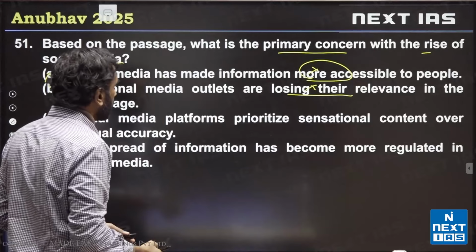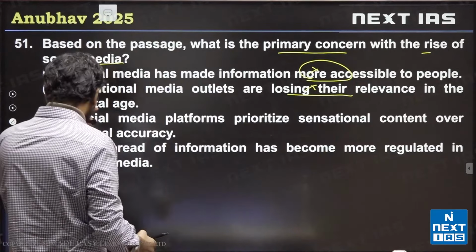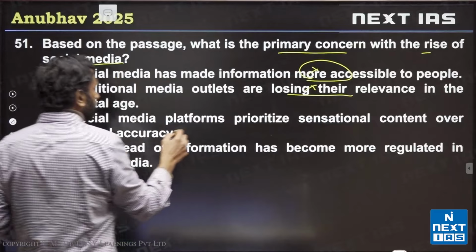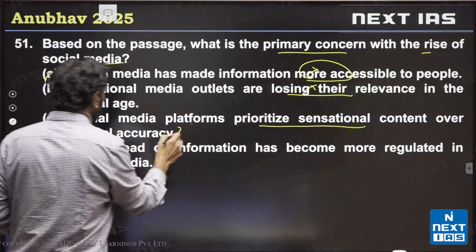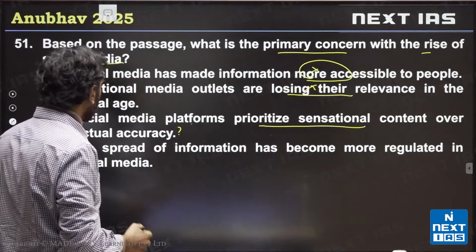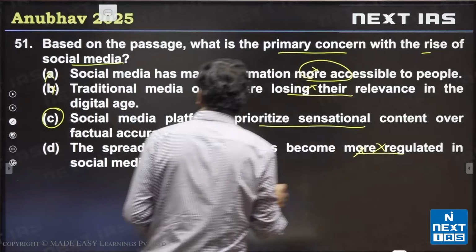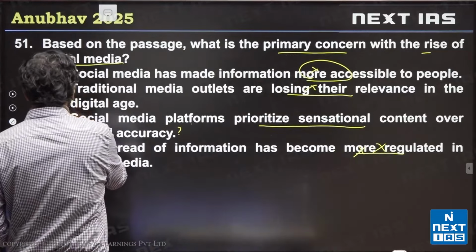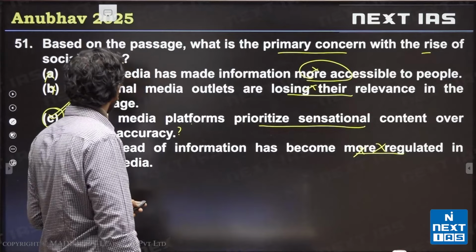C says social media platforms prioritize sensational content over factual accuracy. So, prioritizing sensational content over factual accuracy could be the right answer. Let's look at D. The spread of information has become more regulated in social media. This is unacceptable. So, the right answer is option C. Alright, question 51, right answer is option C.